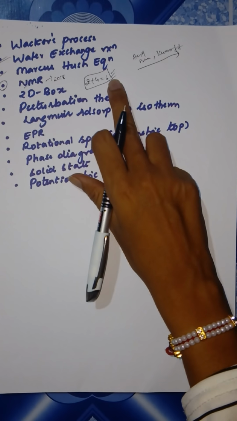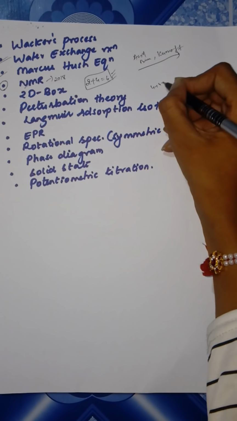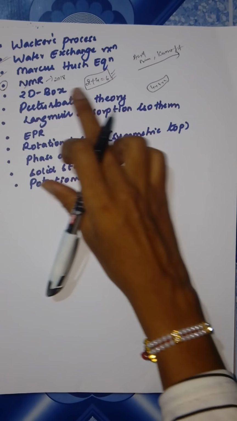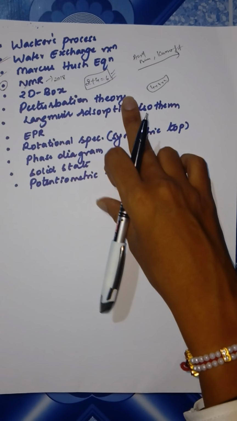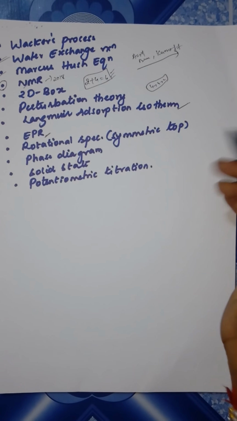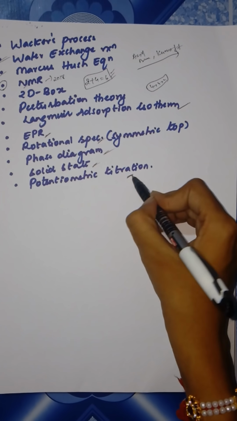Whatever I have analyzed, I never saw 6 marks in NMR. Okay, a minimum of 4 plus 4 plus 2, 10 marks we used to see, but in this paper only 6 marks from NMR. And then 2D box, perturbation theory, Langmuir adsorption isotherm again repeated, EPR spectroscopy, rotational spectroscopy, phase diagram, solid state and potentiometric titrations.